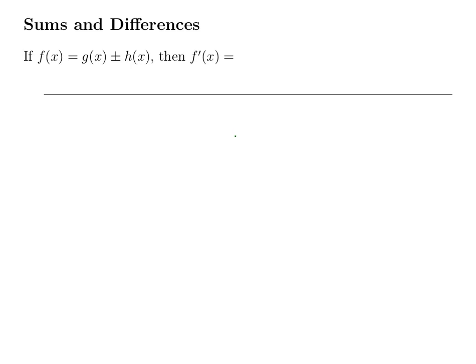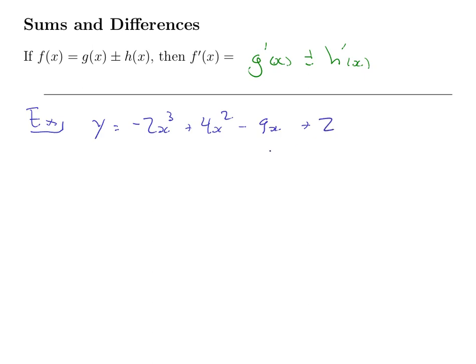Sums and differences. These work out really easily too. If you have two functions that are added and subtracted together, then the derivative is just the derivative of each piece added and subtracted together. What this really gives us the opportunity to do now is take different things, put them together into one function. We can look at things like polynomials now. We can look at things like negative 2x cubed plus 4x squared minus 9x plus 2.